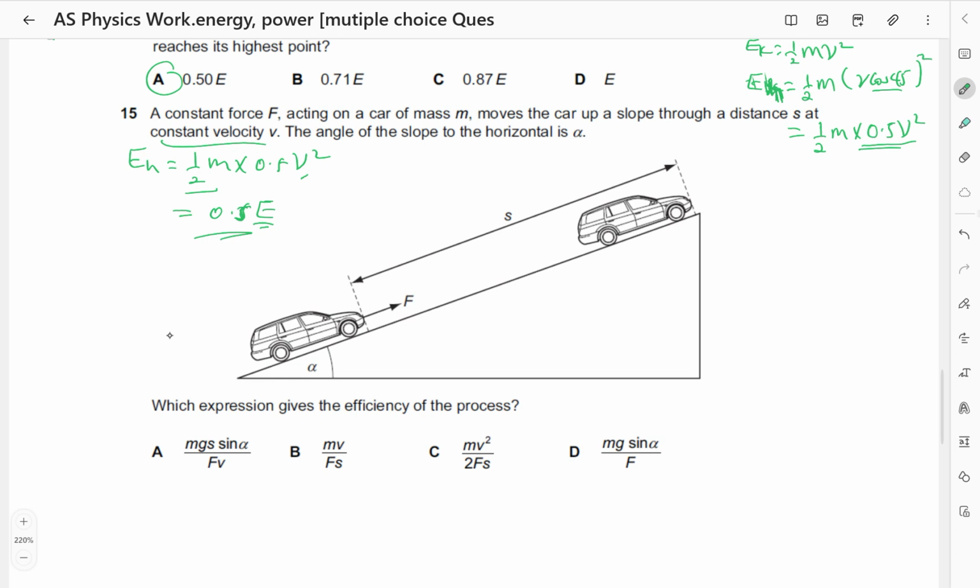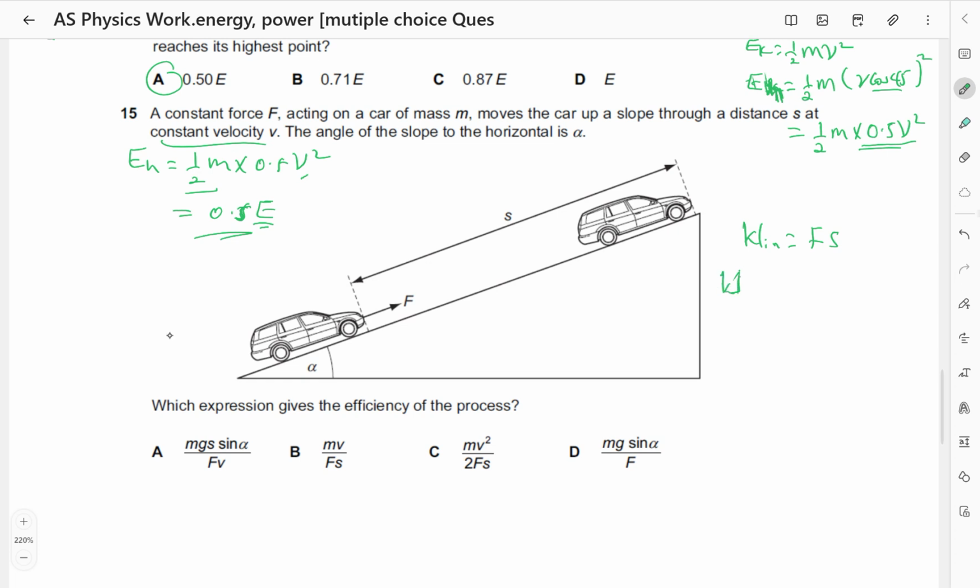So let's see the work input. The work input is simply going to be the force F times the distance s. That is the work done in moving this up the plane. The force times the distance. That is the work input.